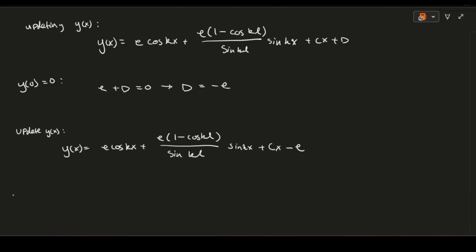We can use our last boundary condition that y at L is equal to 0. We get e cosine kl plus e times (1 minus cosine kl) over sine kl, but that goes away with the sine kl over there. So we are left with 1 times e times (1 minus cosine kl) plus cl minus e. This is 0.